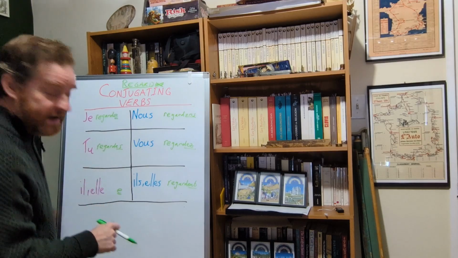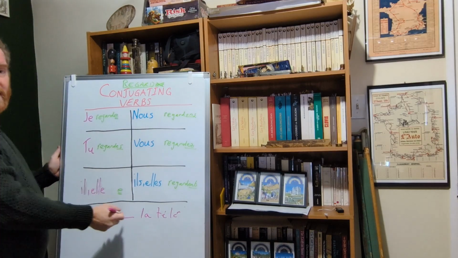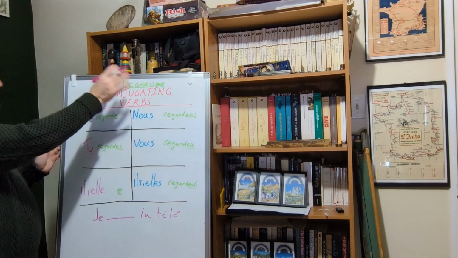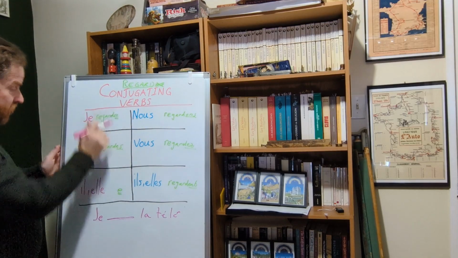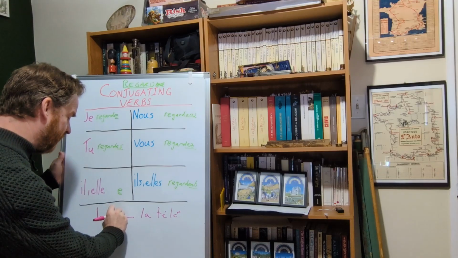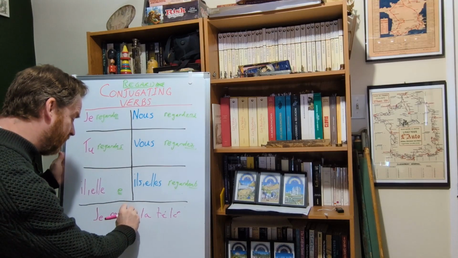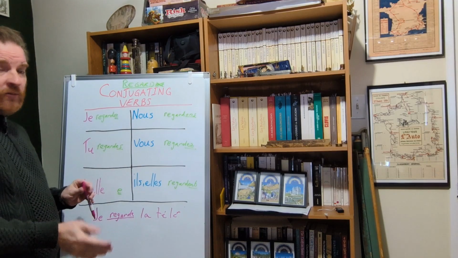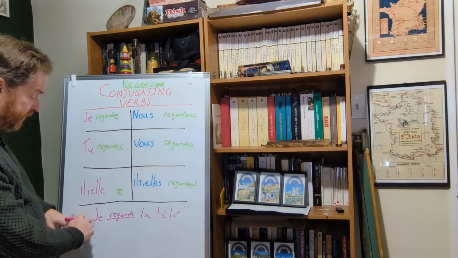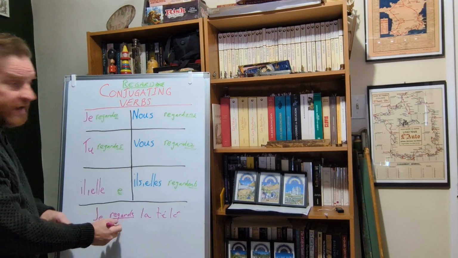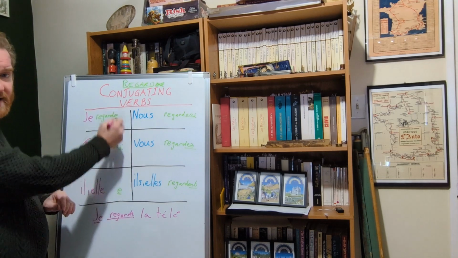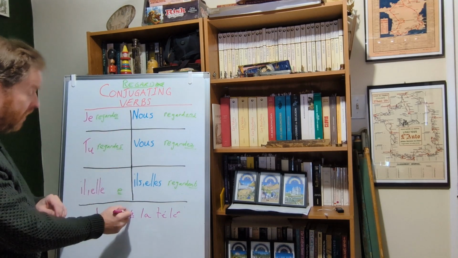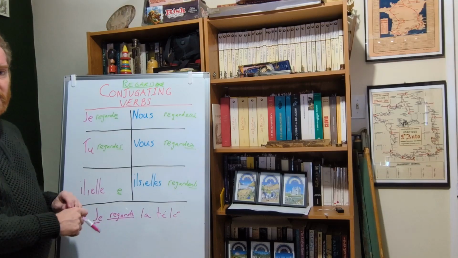We might give them a sentence like je blank la télé, and then they would look on the chart, look for je, and then they would be required to fill in the blank. And that's fairly simple, right? Students can look at the pronoun, look for the blank, and then look for the ending based on the chart. So in this case, je regarde, and off they go.